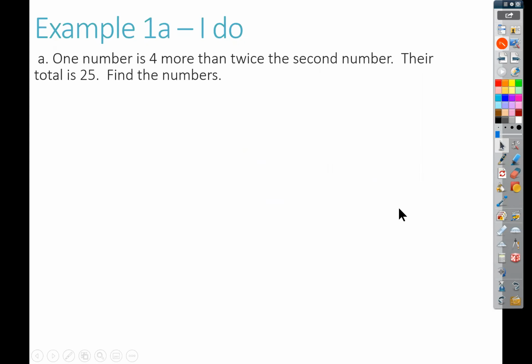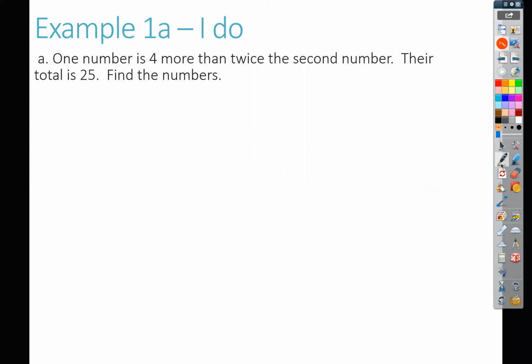Okay, so the first example says one number is 4 more than twice the second number. Their total is 25. Find the numbers. So you're going to write out what it says and use a system of equations to solve it.